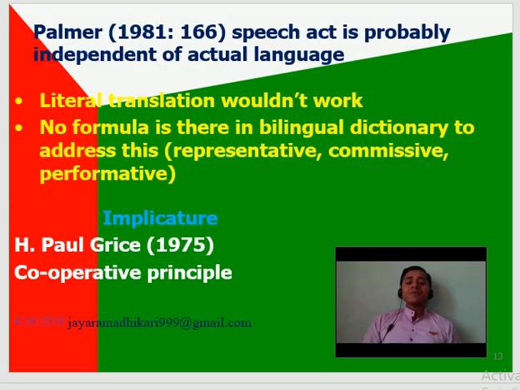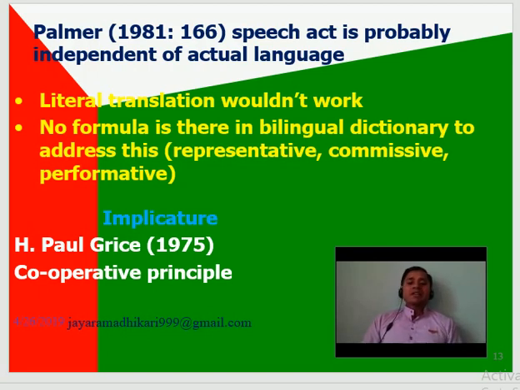In this context, Palmer 1991 says that speech act is probably independent of actual language, and if we do literal translation, it wouldn't work. And there is no formula to solve this problem, even in bilingual dictionaries.